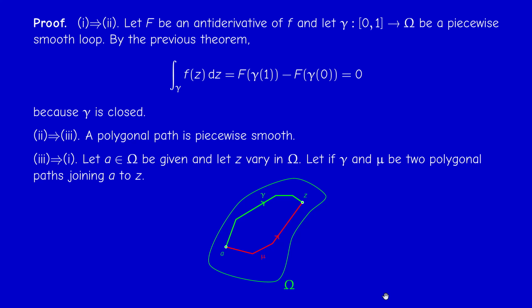Now, how to obtain a polygonal loop? It's easy, but you have to pay attention to the orientation. Both paths are pointing in the same direction. But we obtain a loop by composing gamma not with mu, but with mu minus, which is the opposite path of mu. So this is a loop now, joining A to Z and Z to A. My assumption states that gamma star mu minus is a polygonal loop.